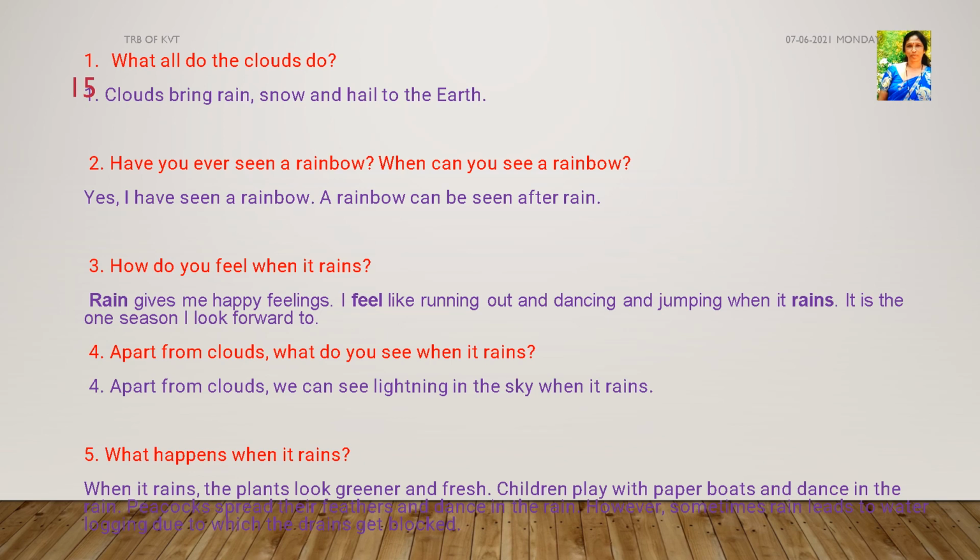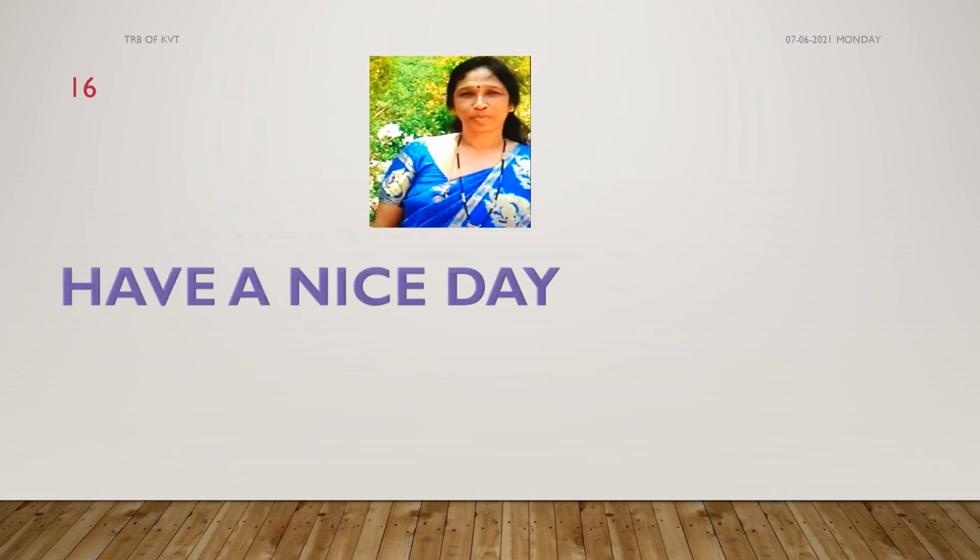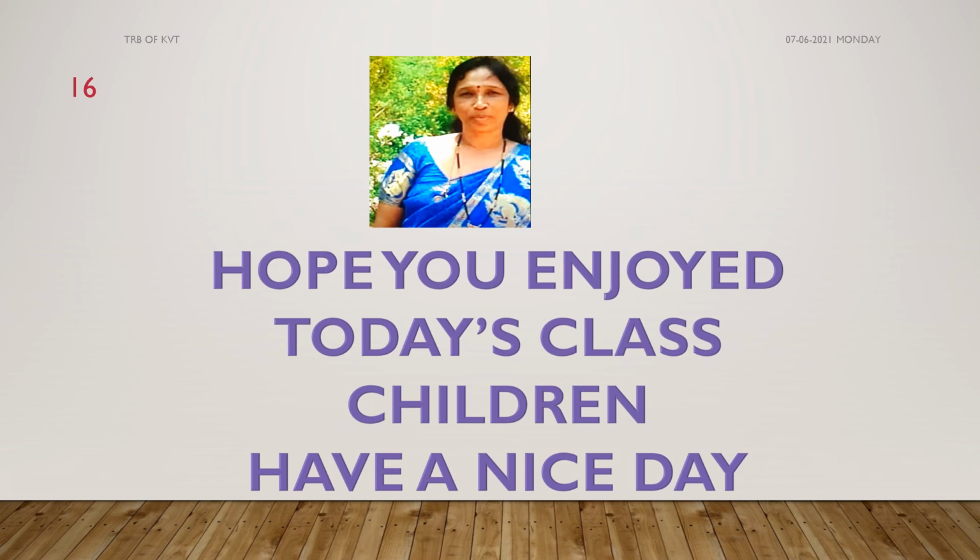Okay, so you may have many different answers, children. We shall discuss all these in the next class. Fine, children. Hope you enjoyed today's class. Have a nice day, and in the next class we'll be learning about how we get rain and what is meant by rainbow, what the different colors in the rainbow are, and what the stages in the water cycle are. Water cycle means how do we get the rain.